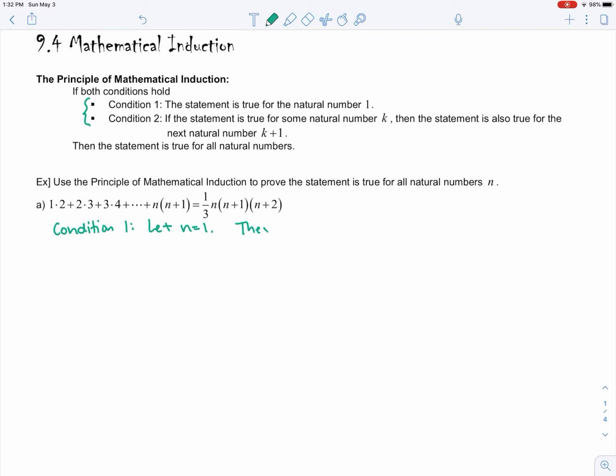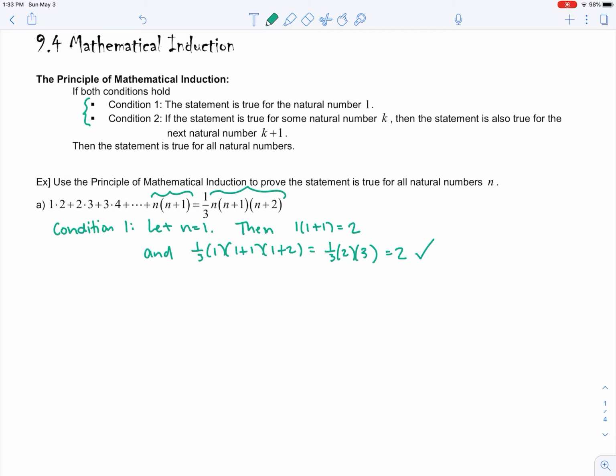So then, I'm looking right here, n times n plus 1 is 1 times 1 plus 1, which is 2. Now we're going to look at the second side. And now I'm looking over here, 1/3 times 1 times 1 plus 1 times 1 plus 2. Let's simplify this a little bit more. So I have 1/3 times 2 times 3. Well, 1/3 times 3 is 1, times 2, so it's also 2. So they are the same. So this is true for condition 1, so we're good there.